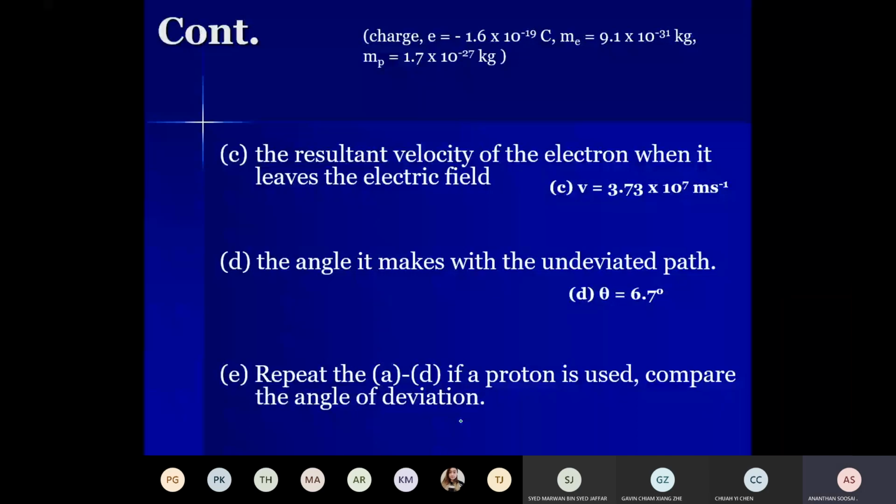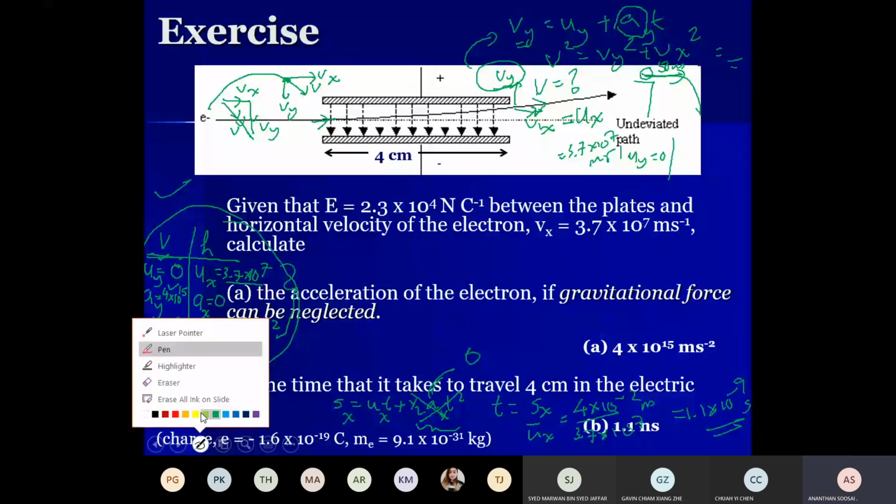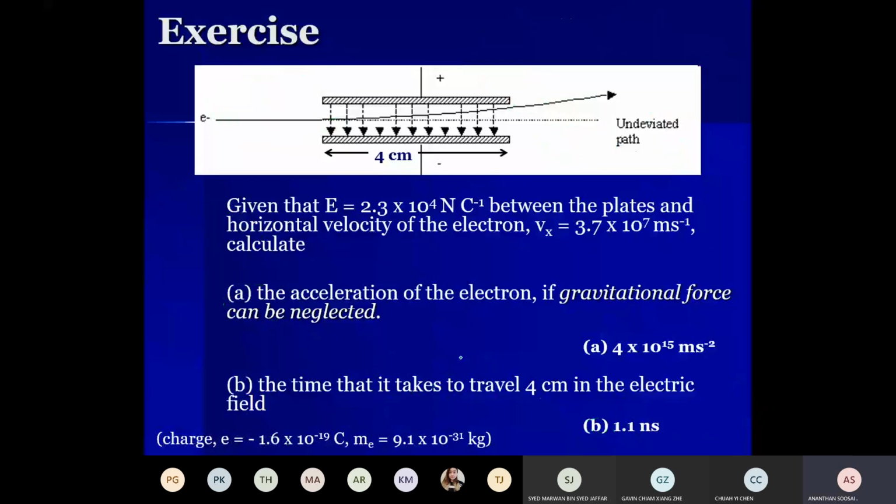First, let's go for the A. Okay, let me clear these two. The A. What happens to the A answer if it's a proton? Electron has an acceleration of 4 times 10 to the power 15. Proton will have acceleration smaller than 4 times 10 to the power 15 or bigger than 4 times 10 to the power 15? With a reason. Anyone? It will be smaller.